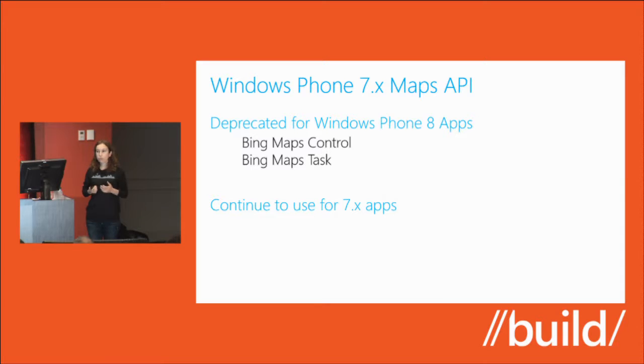If you choose to use it in Visual Studio, you will get a warning, but you'll still be able to build your application. The control is going to work because it works for 7.x. But our recommendation is to use the new control because it has richer functionality and it has the ability to access data offline. So for all intents and purposes, the Bing map control for 8.0 applications is deprecated.